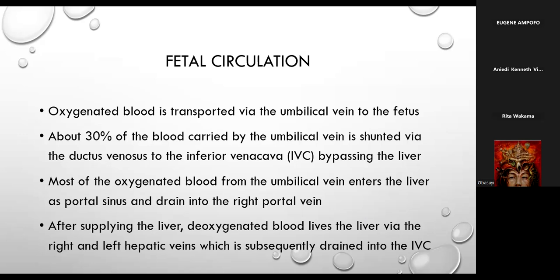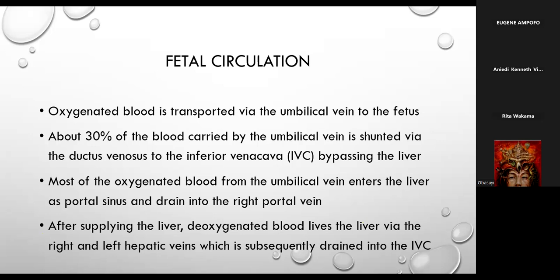Okay, before we get there, the umbilical vein usually gives off a small branch, the left hepatic vein, that supplies the left lobe of the liver. And then before dividing into the ductus venosus and the portal sinus, some textbooks call it the arcuate vein. So the ductus venosus carries oxygenated blood and bypasses the liver, while the portal sinus drains into the portal vein that supplies the right lobe of the liver.